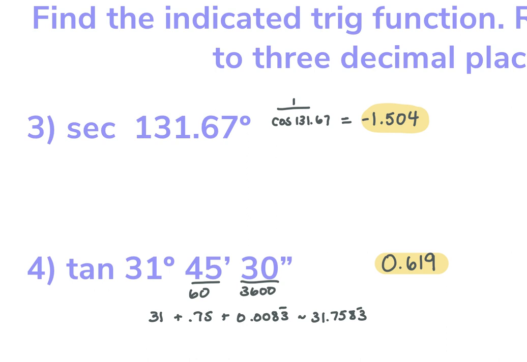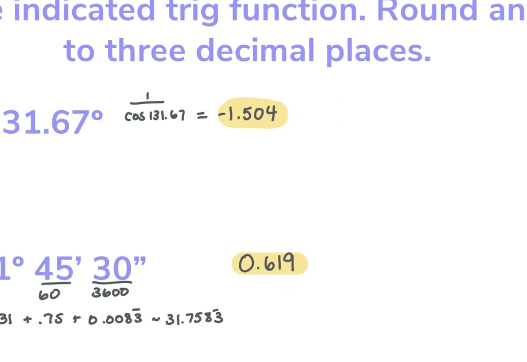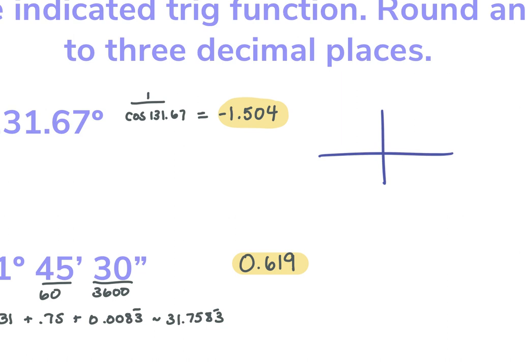The question came up, is it okay for this to be negative? Absolutely. And if you think about it, you're trying to find the cosine of 131.67, and that's in your second quadrant. And in your second quadrant, cosine would be negative. So that actually makes perfect sense. Don't be alarmed by a negative there.